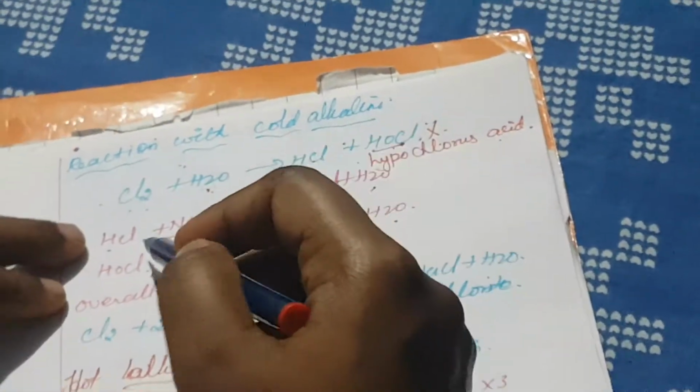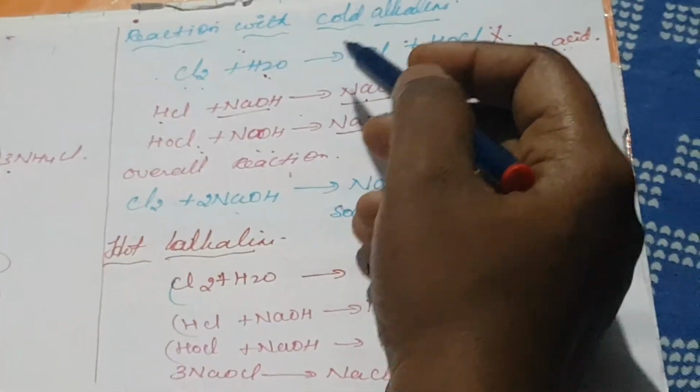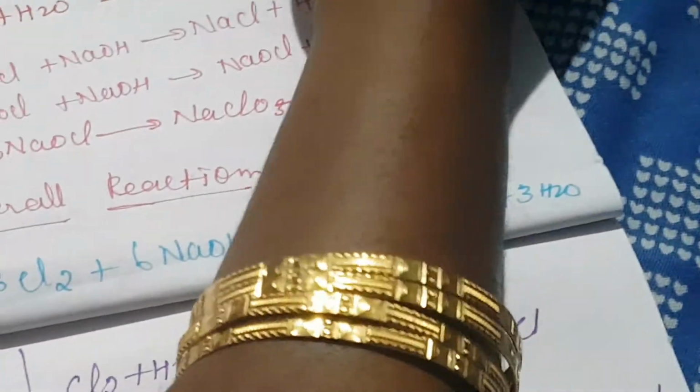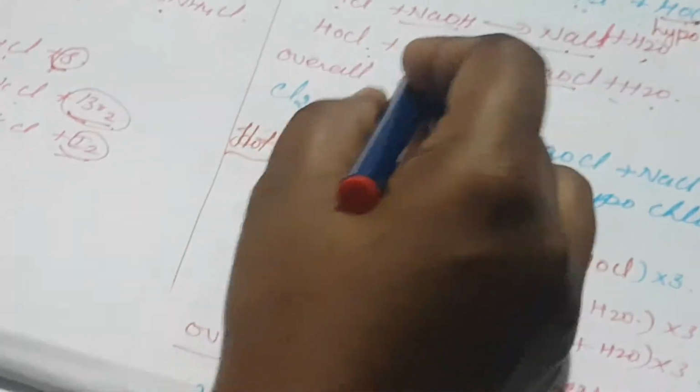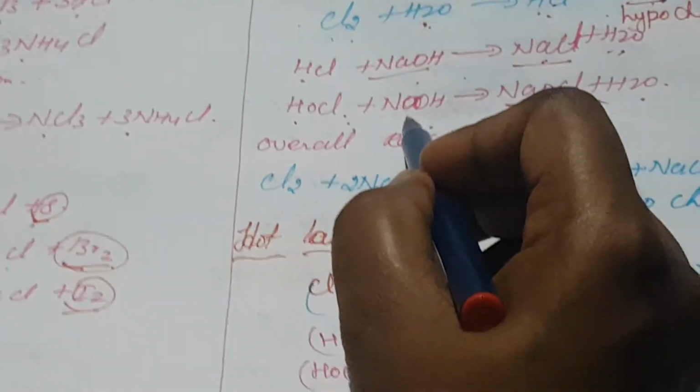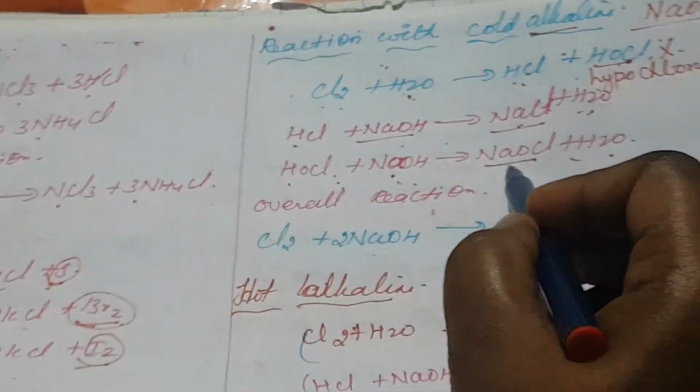Reaction with cold alkaline NaOH. What is meant by alkaline? That is NaOH, under cold conditions. So HCl with NaOH gives NaCl plus H2O. This is hypochlorous acid, which again reacts with NaOH to form NaOCl.